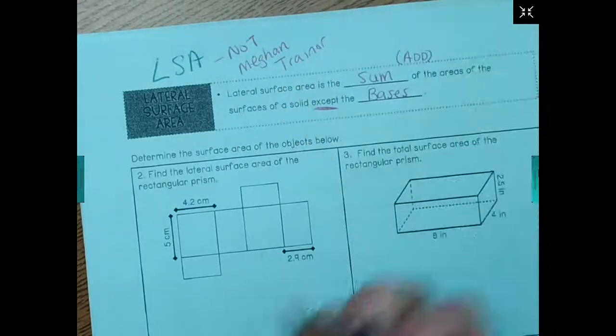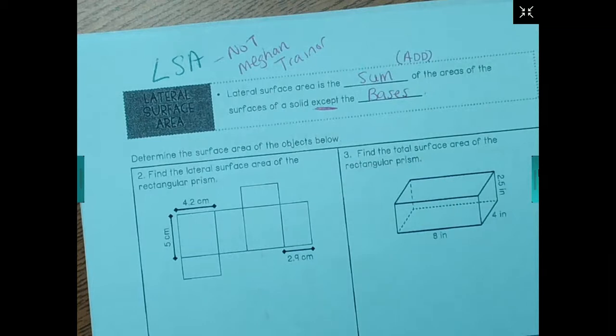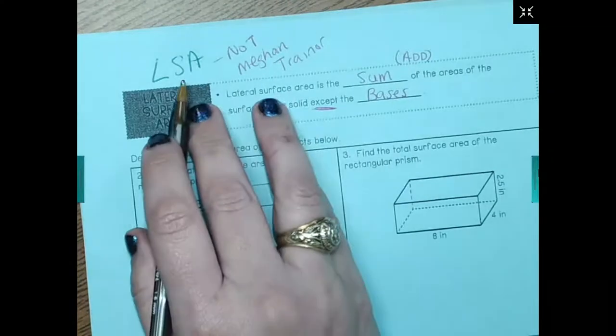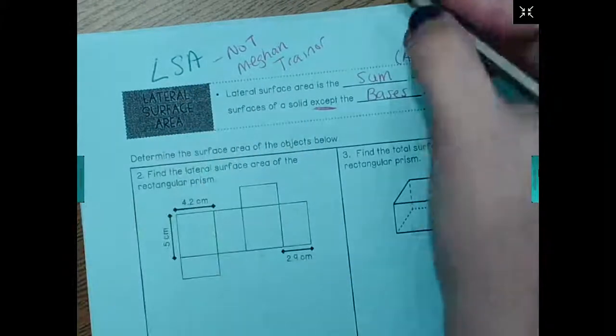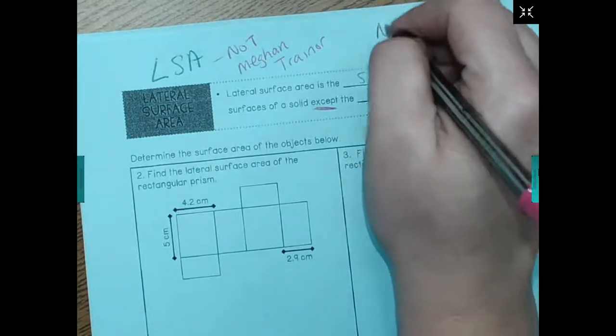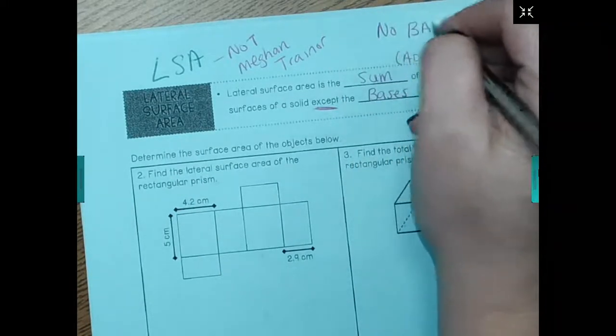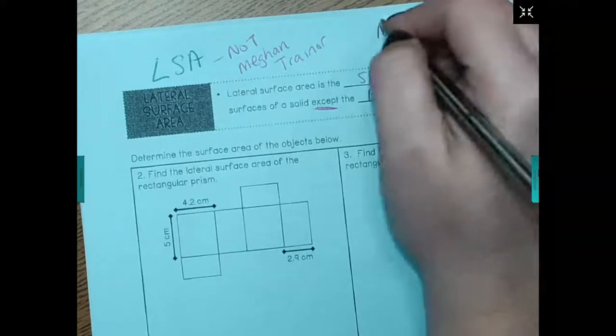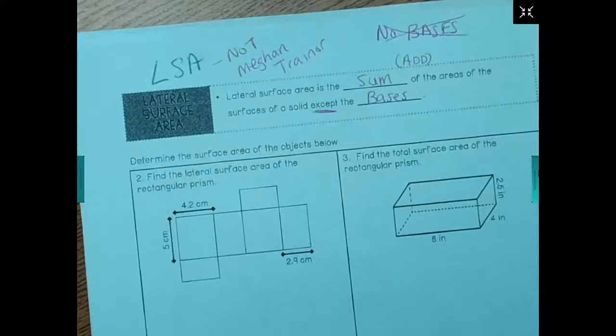I don't remember Meghan Trainor anymore because she's saying, you know, I'm all about that base. Yeah, okay, but LSA says, I am not about that base. I'm not Meghan Trainor. I want no bases. I don't want no bases. LSA, no bases. Lateral means no bases. Lateral means the sides only.